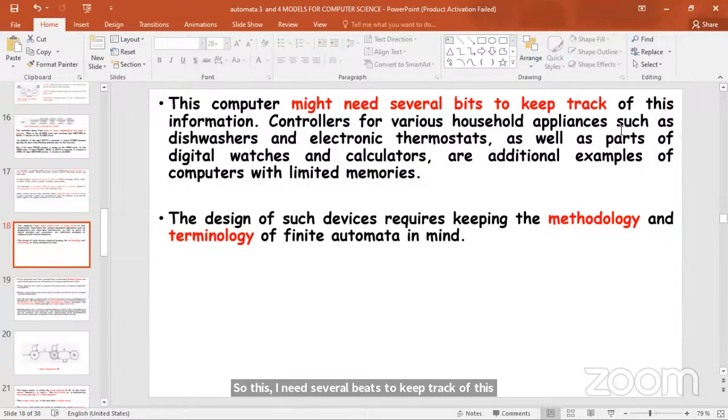Controllers for various household appliances such as dishwashers and electric thermostats, as well as parts of digital watches and calculators, are additional examples of computers with limited memories, right? So the design of such devices required keeping the methodology and terminology of finite state automata in mind.